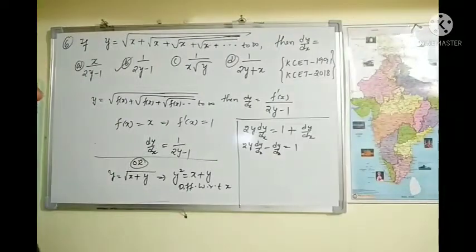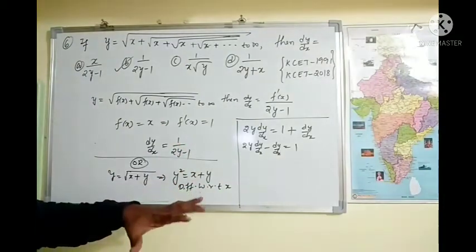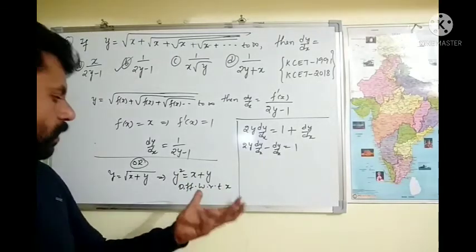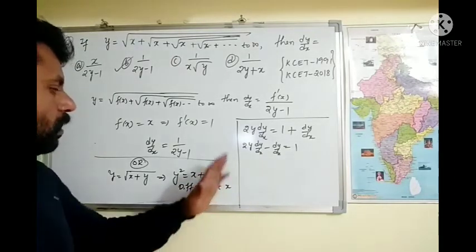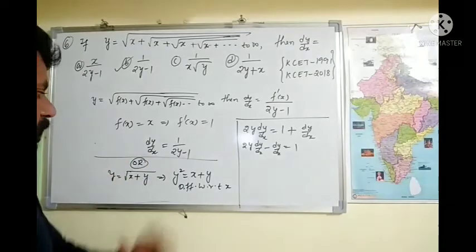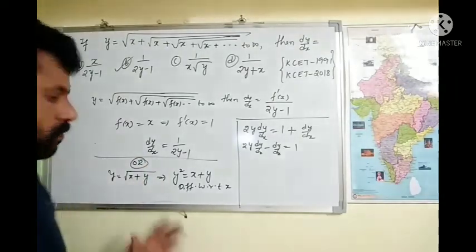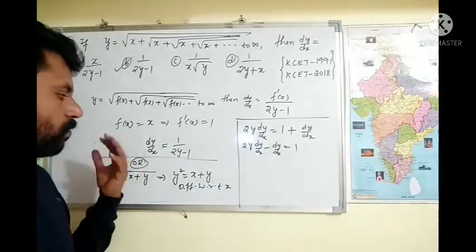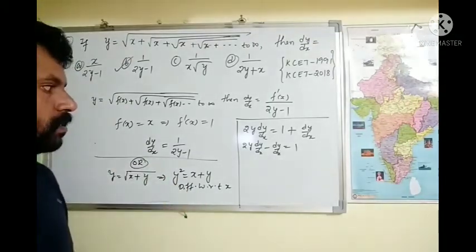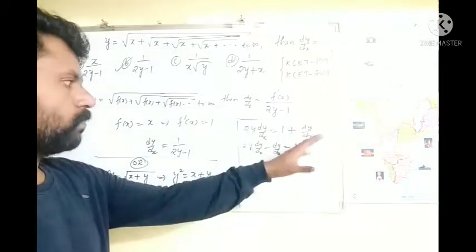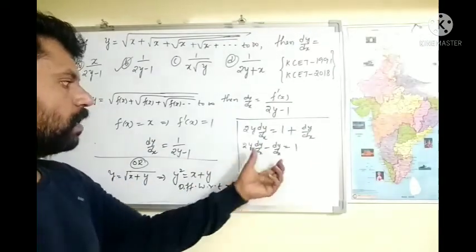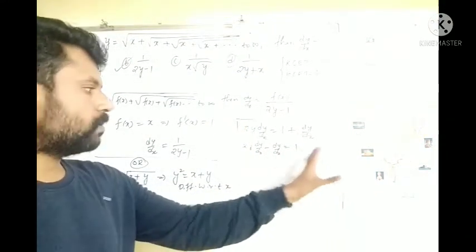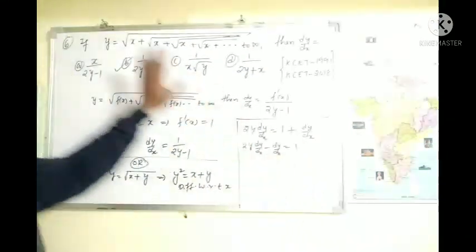You see, from the CET examination point of view, there is no need to write all these steps. If you know the concept, you can directly check the result. Here we consider y is equal to root of x plus y, then square on both sides, we get y square is equal to x plus y, then differentiate. On the left hand side, dy by dx is common, so 2y minus 1 is equal to 1. Then take it to the denominator, so dy by dx is 1 divided by 2y minus 1, that is the required answer.